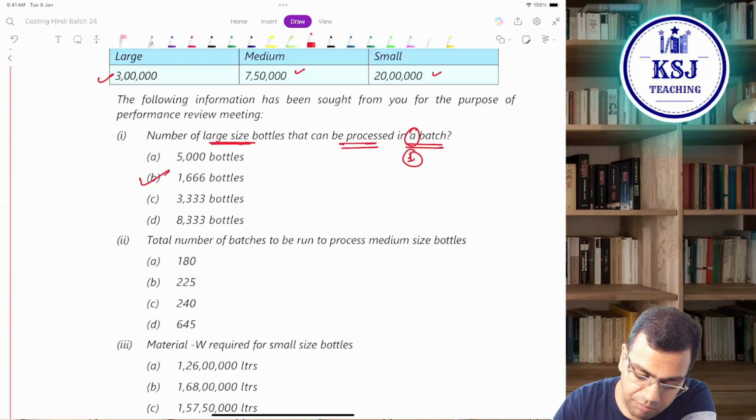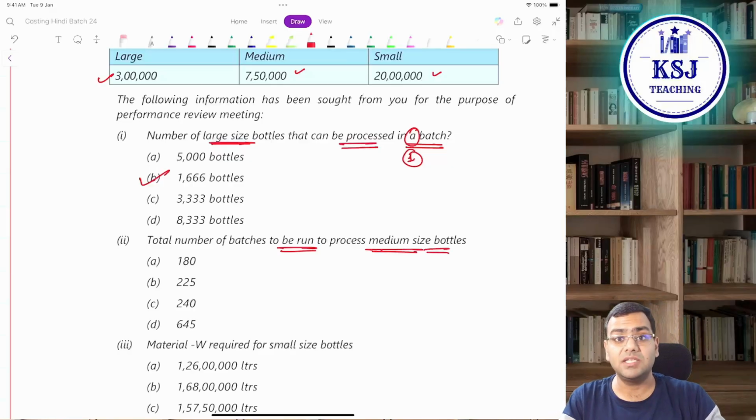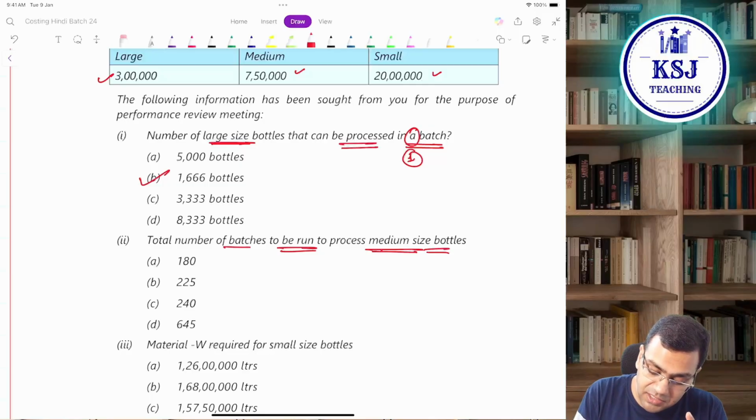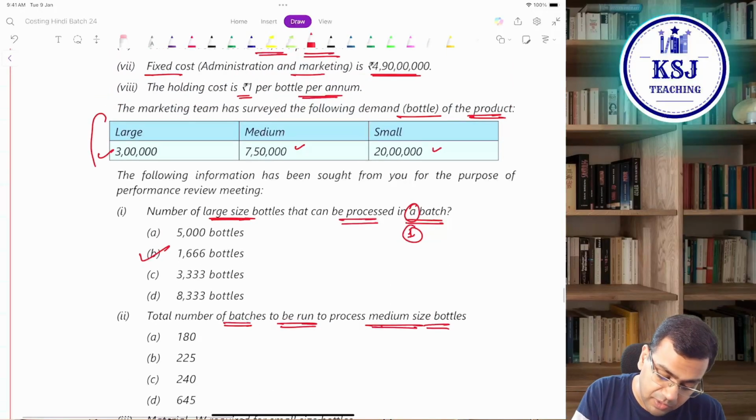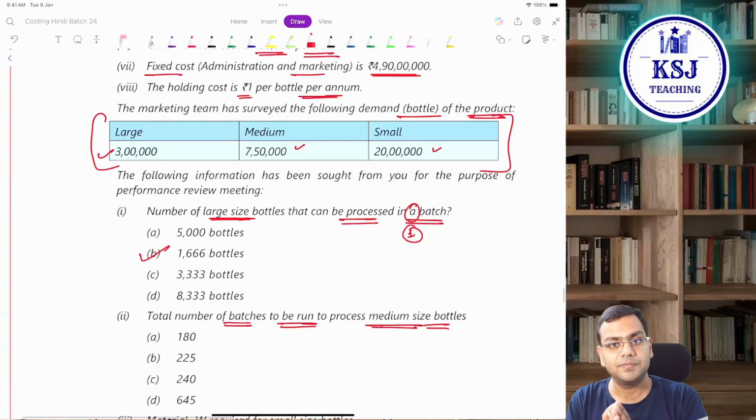Now they ask for the number of batches required to process the medium size bottles. How many bottles you need to manufacture will determine the number of batches. And how many bottles you need will depend upon the demand, isn't it?